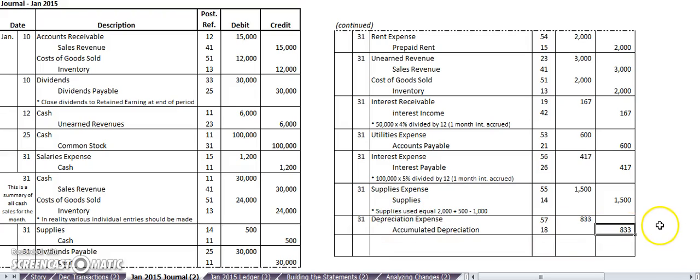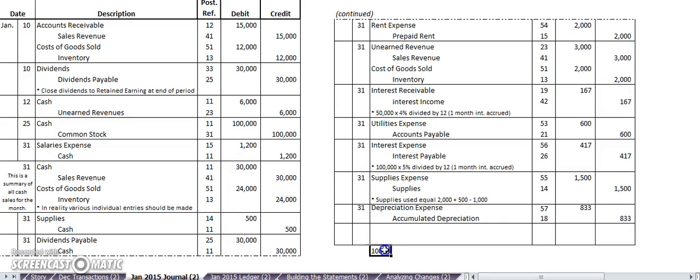And let's see if I did the calculation correctly, right? So let's just do it right here real quick. I had $80,000, right? And I divide that by 8 years, right? So that's $10,000 per year, and then I divide by 12, and it's going to be 833. I rounded this off, right? So 833 is my depreciation expense.